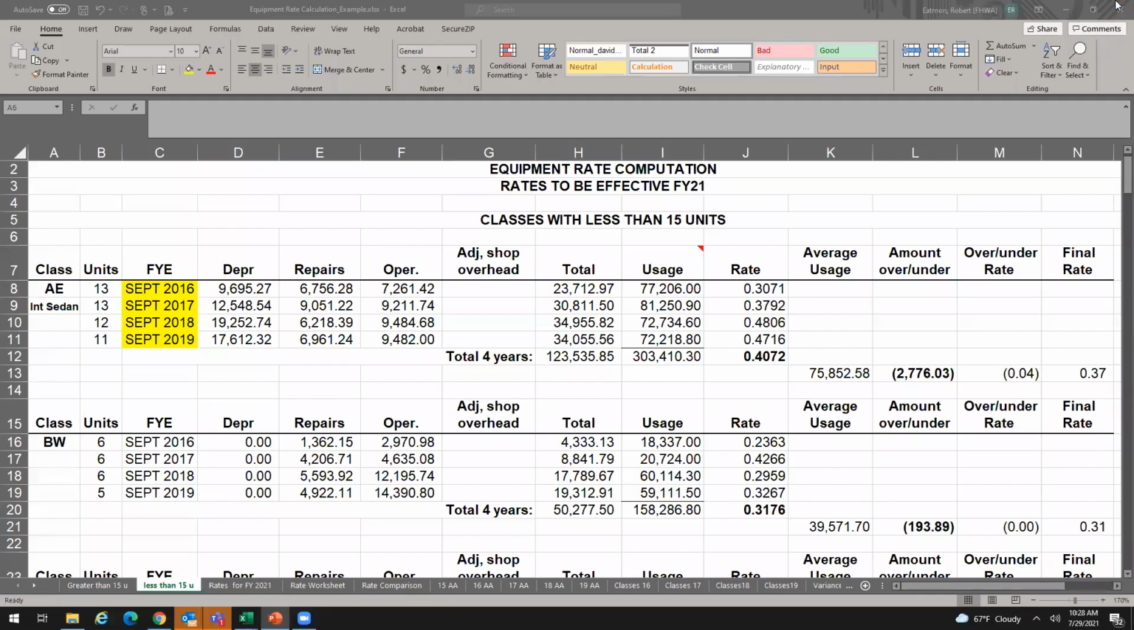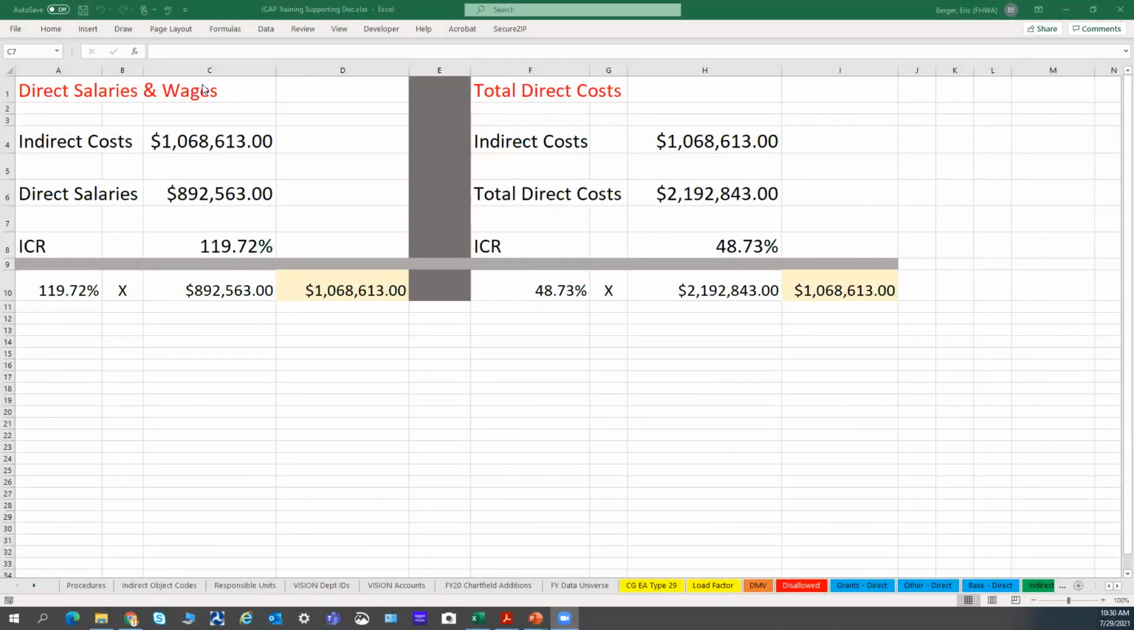Thanks, Bob. Let's take a look at this, and it might better explain. The answer is, if 200% is accurate in the methodology and the way the ICAP and the indirect costs are developed in the cost pools, then 200% would not be too high. But let's take a look at what people are talking about when they look at a rate.